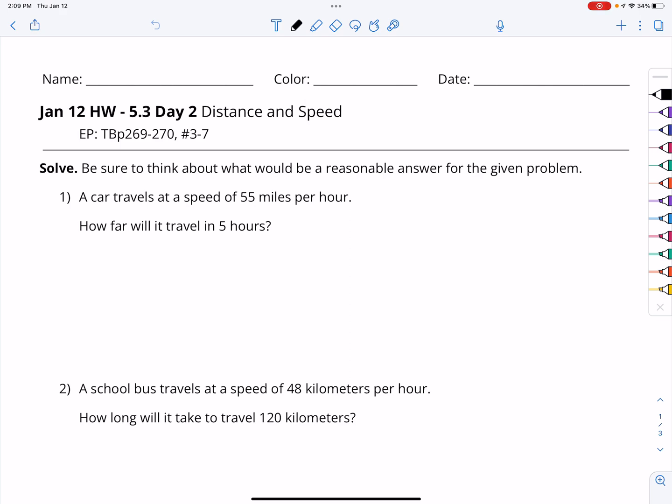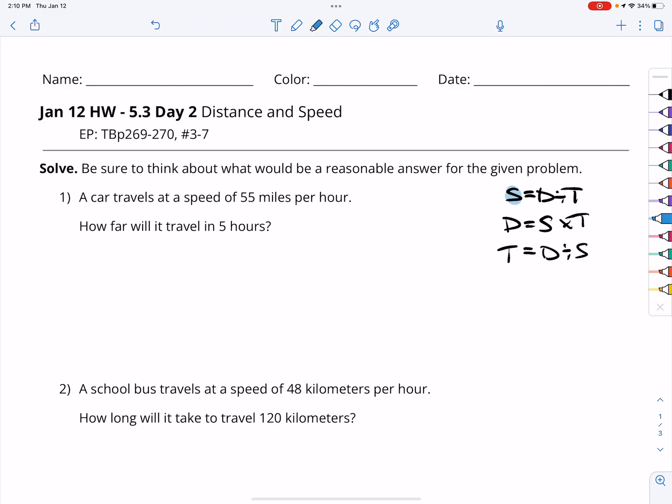So a car travels at a speed of 55 miles per hour. As I go through these, you could just jump right to the calculation, but if you remember from class, we had a set of 3 formulas that were really pretty similar. So we had speed equals distance divided by time, distance equals speed times time, and time equals distance divided by speed. So these are all really similar and could be really easy to mix up.